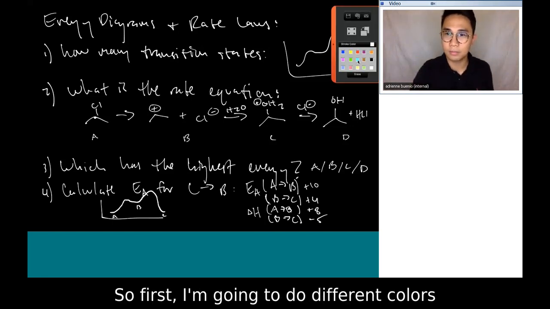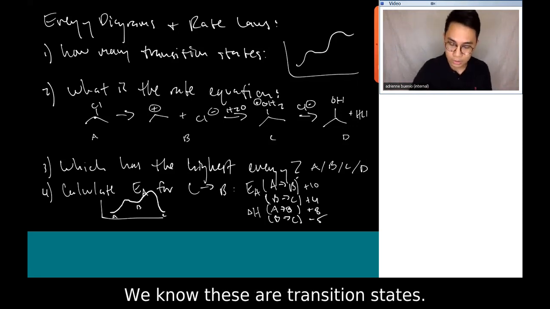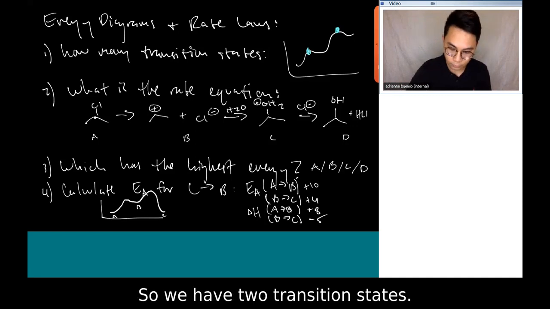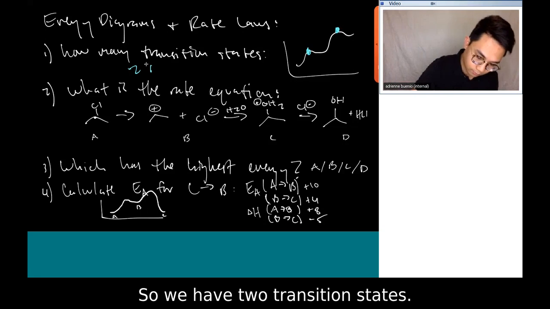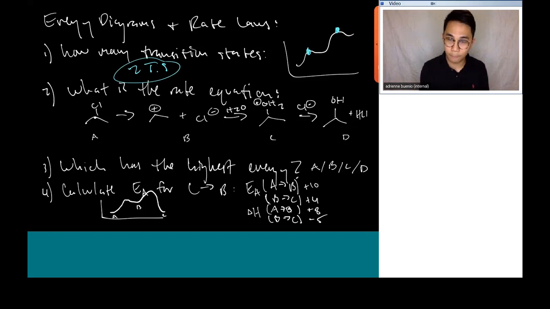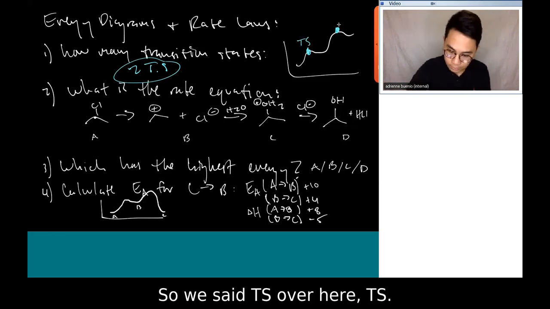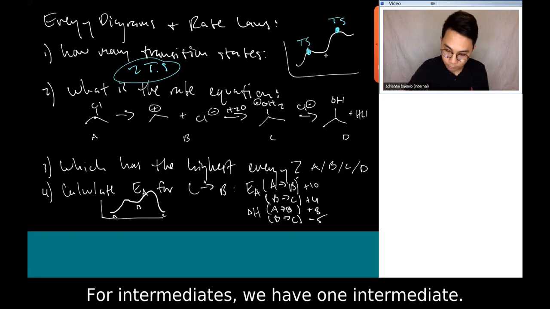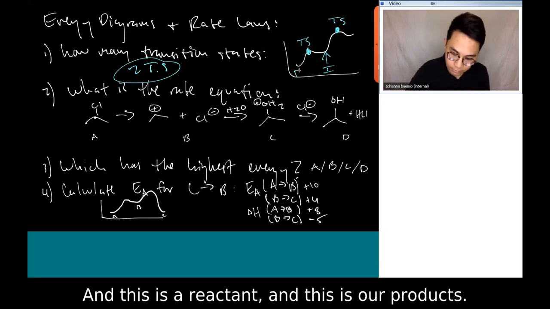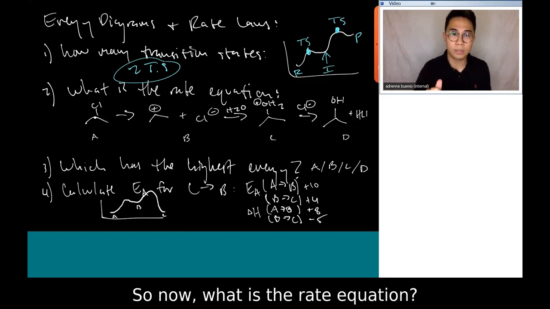So first, I'm going to do different colors for each of these so it doesn't get too confusing. How many transition states? We know these are transition states, right? So we have 2 transition states. What do you guys get for intermediates? So we said TS over here, TS. For intermediates, we have 1 intermediate. And this is our reactants and this is our products. So that's how you look at those. Super simple. So now what is the rate equation?